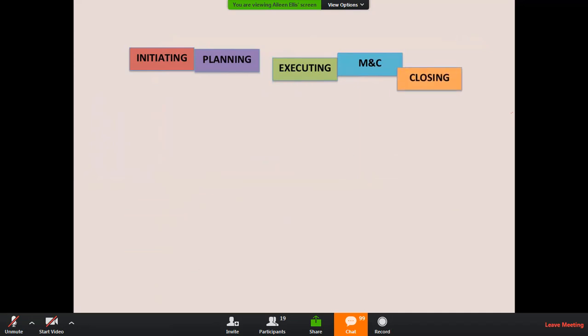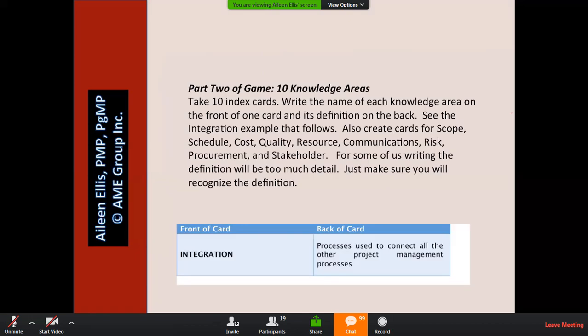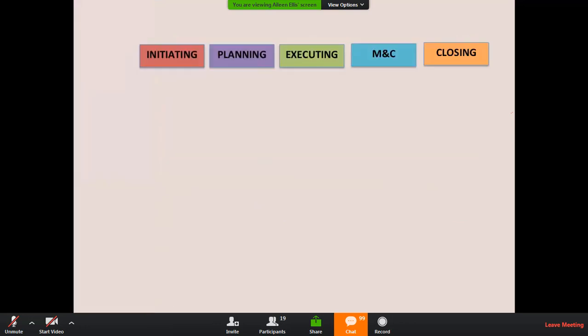Again, each day I'd sit down with my 5 cards. I know it sounds corny, but I'd practice sorting them in this sequence. The next thing I would do is I would get 10 index cards and I would write the name of a knowledge area on the front and its description on the back. I'd have integration, scope, schedule. I'd have 10 of these cards. In each day, first I'd mix all 15 cards together.